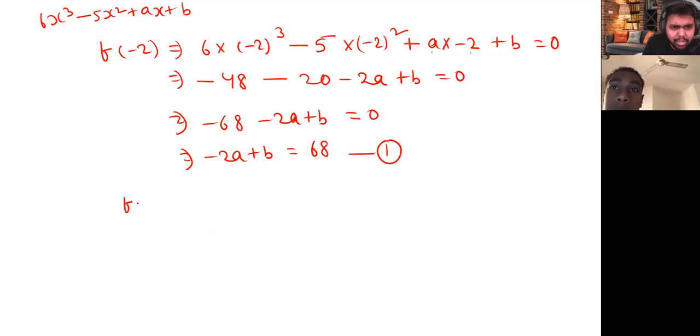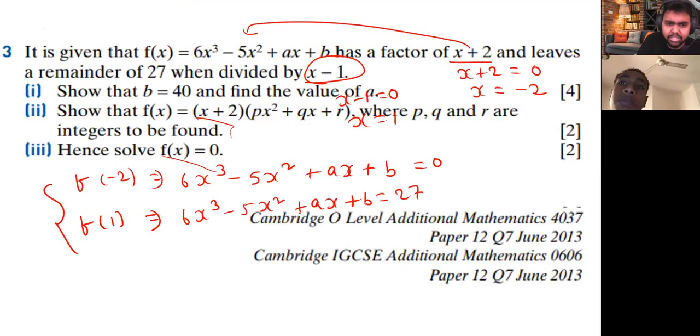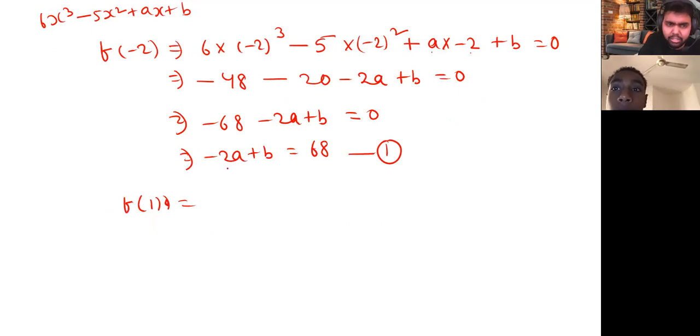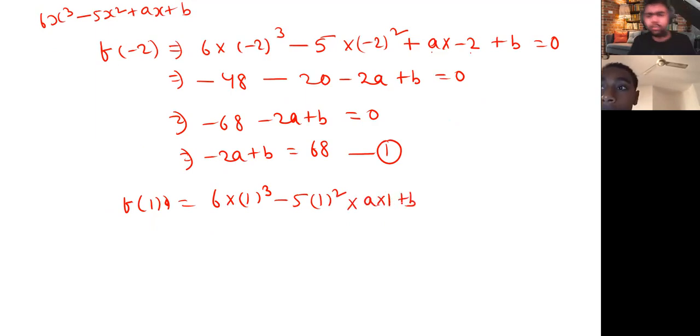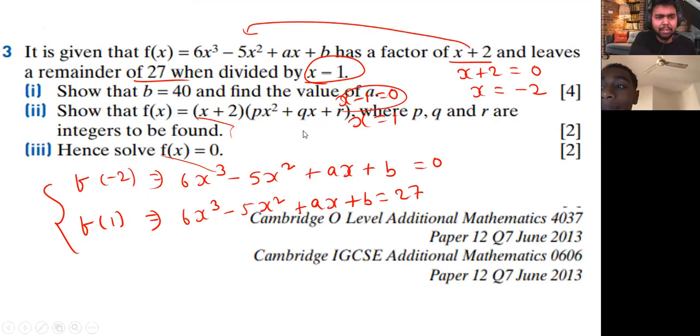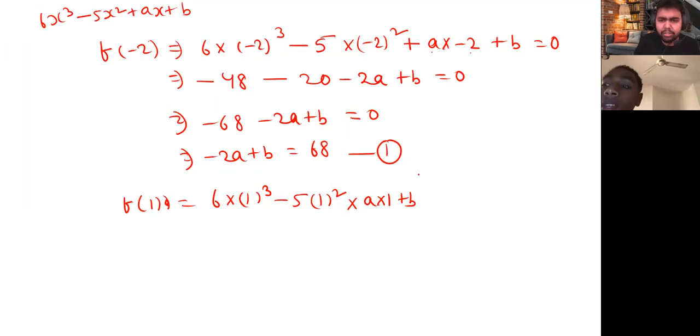Next, I'm going to put 1 in my function. As I already told in this step, when I put 1 in this function, I would get a remainder of 27. So let us put 1. 6 into 1 cube minus 5 into 1 square, then a into 1 plus b is equal to 27. The remainder would be 27 according to the question.